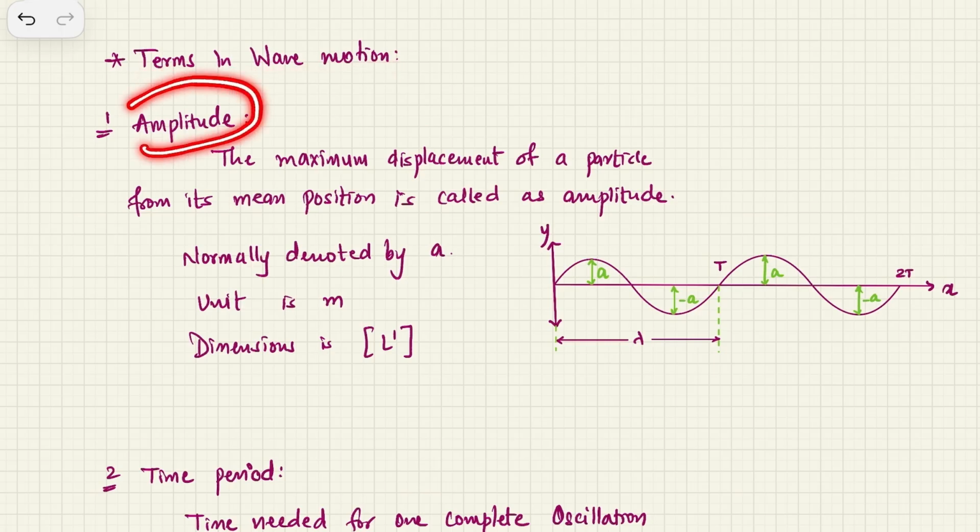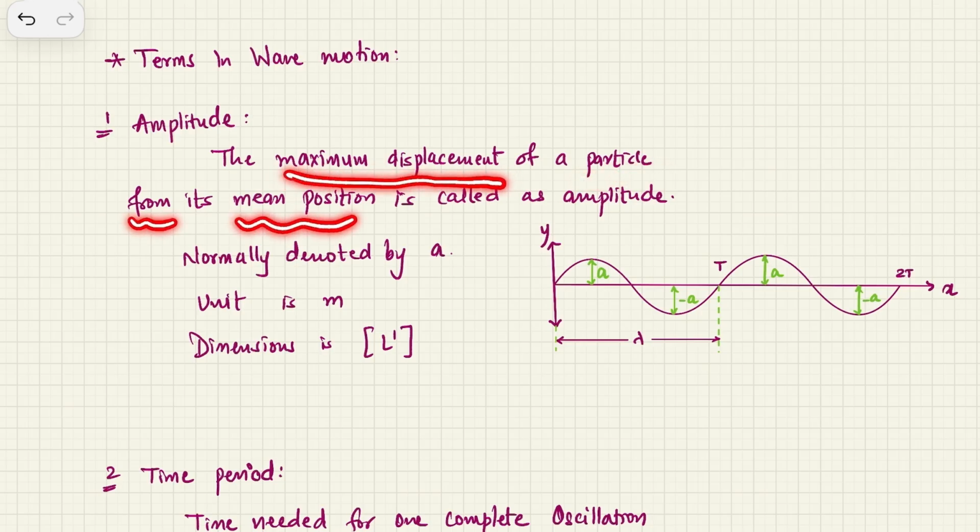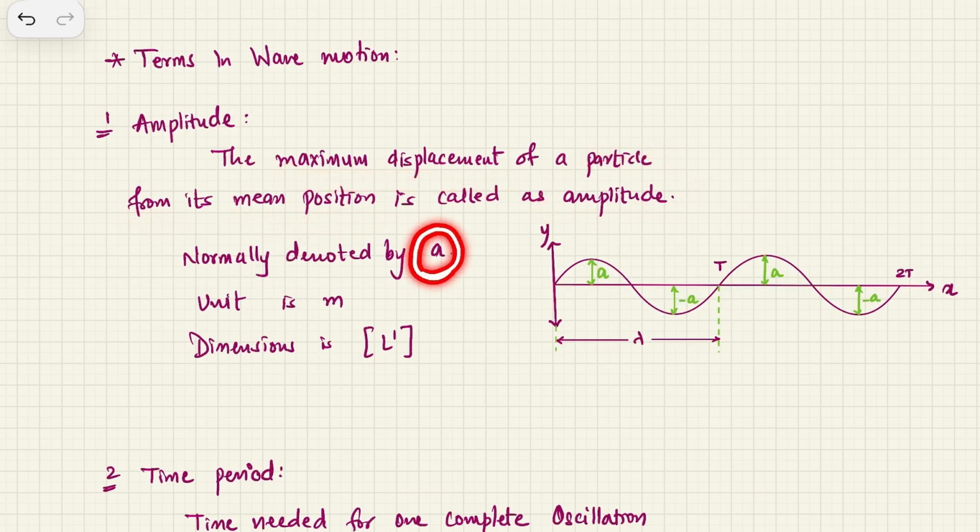So the first term is the amplitude. Amplitude is the maximum displacement of a particle from its mean position. So maximum displacement from mean position is called amplitude. It is denoted by A and the unit is meter, because it's a displacement, so its unit is meter, and the dimension will come out to be L1.